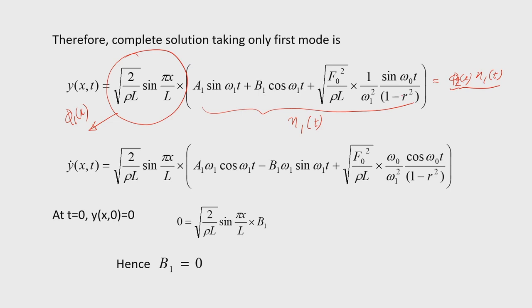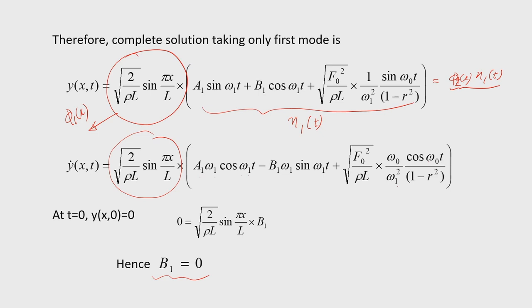So we have written this, and y dot (x,t), now differentiating with respect to time, we get a1 omega 1 cos omega 1 t, the constant term appearing as it is. After differentiation, minus b1 omega 1 sin omega 1 t, and omega naught cos omega naught t comes from the driven term, with other terms remaining as they are. Now at t equal to 0, displacement is 0, so y(x,0) equals 0. We put the left hand side as 0 and on the right hand side we put t equal to 0. Here we get b1, so from this equation b1 equals 0. So one constant is found.